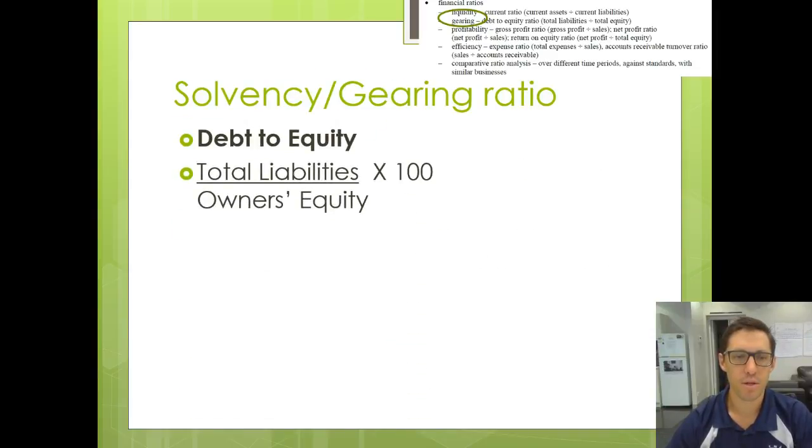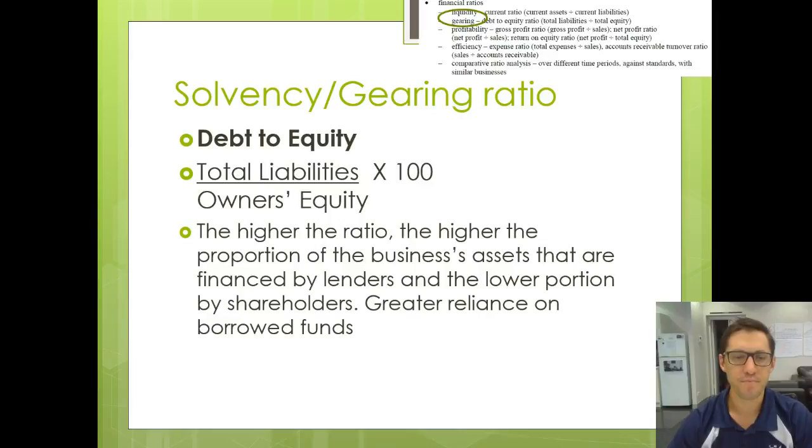Okay, so what actually is the ratio? So we're looking at total debt to equity. So basically, current liabilities and non-current liabilities divided by the owner's equity, so owner's contribution to the business plus retained earnings, times 100. Note with the solvency or gearing ratio, while it's called a ratio, it is always expressed as a percentage, and that's why it's times 100. So liabilities divided by owner's equity times 100.